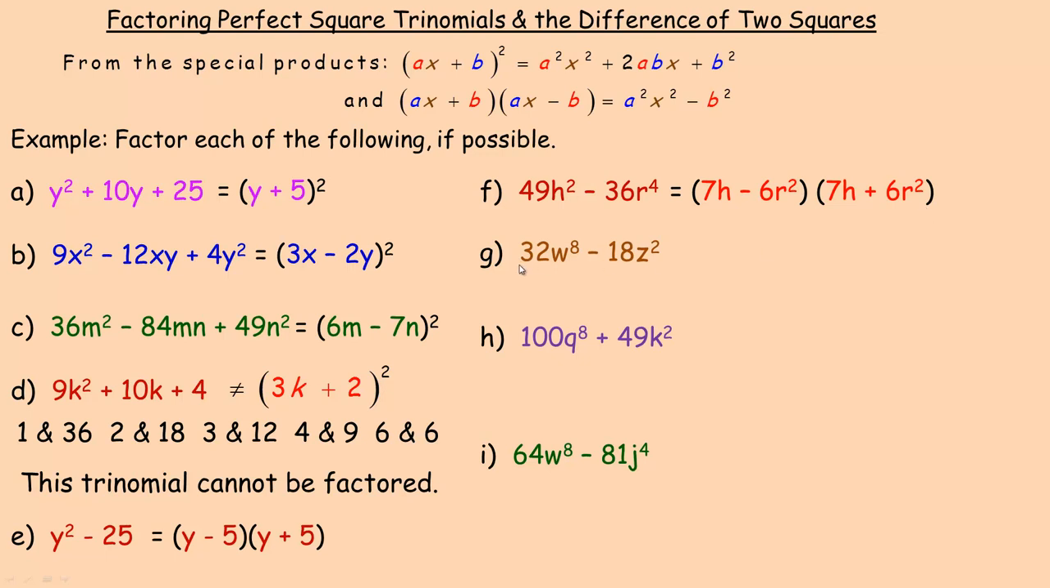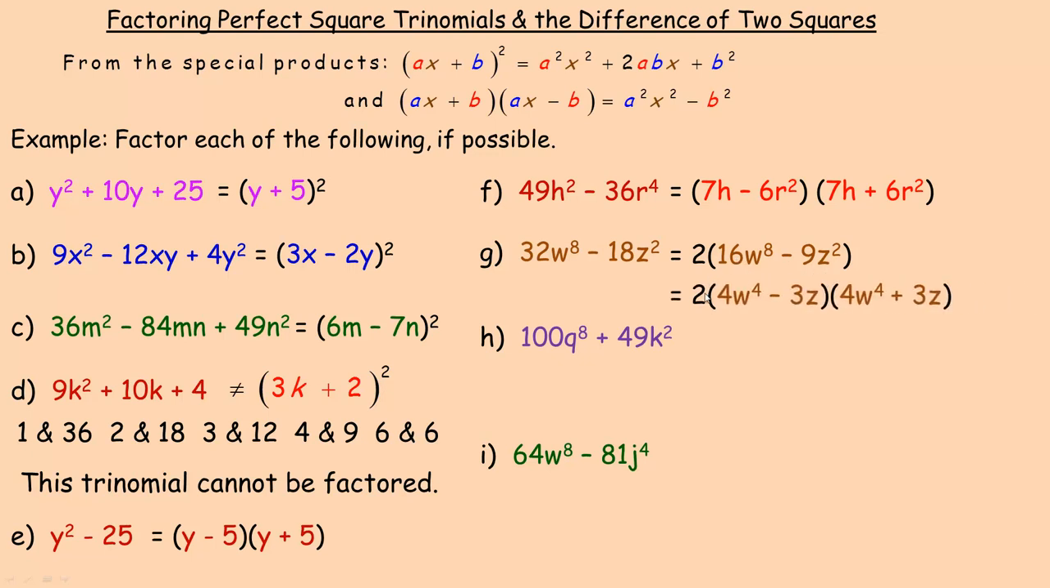Similar idea with g, but they're not perfect squares first. But notice that there's a common factor of 2 here. So we can factor a 2 out of both of these. So if we factor a 2 out, then 32 divided by 2 is 16, negative 18 divided by 2 is negative 9. So now it's the difference of two perfect squares. These are both perfect squares.